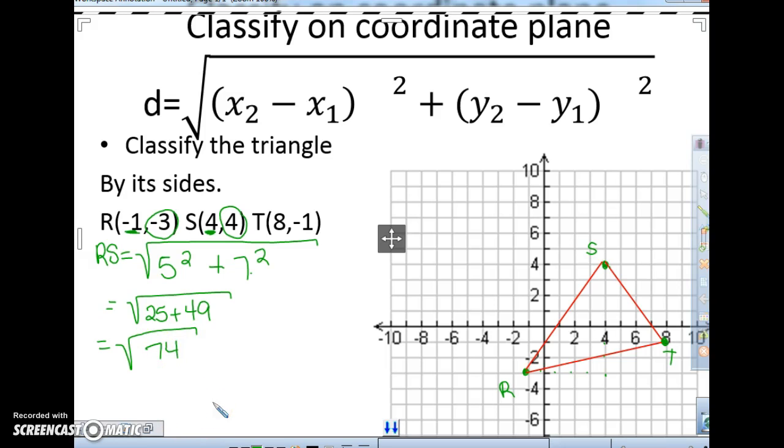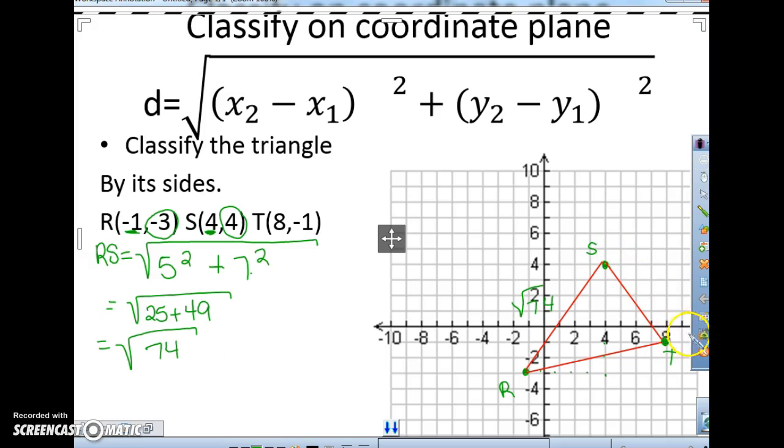And you can get the decimal equivalent if you want to, but we're not really after what the length of the sides are. We just want to make a comparison and see if any of the other ones are the same or if they're different. So let me write that on there. This is the square root of 74. And then we're going to do the next group here.